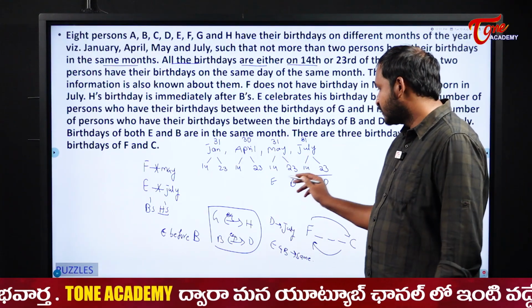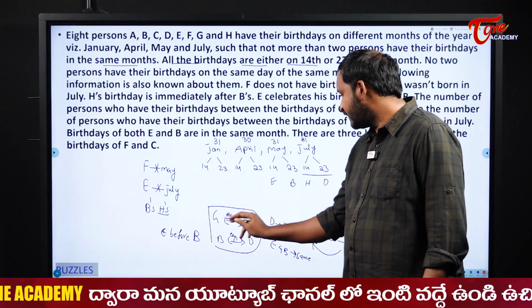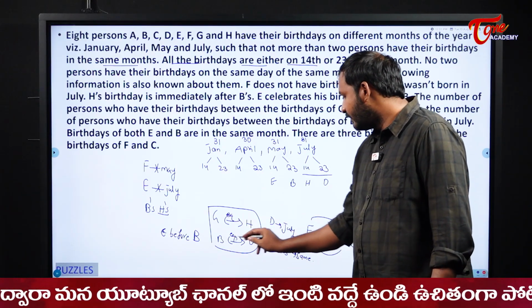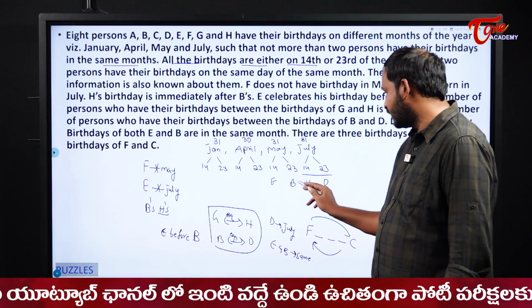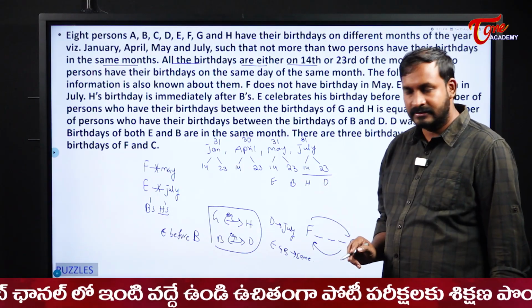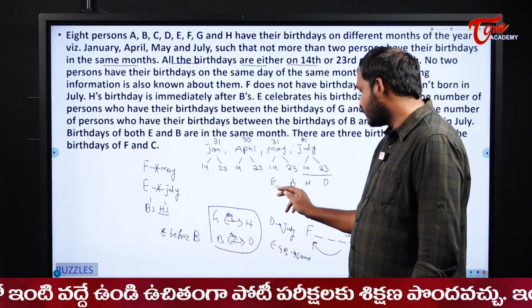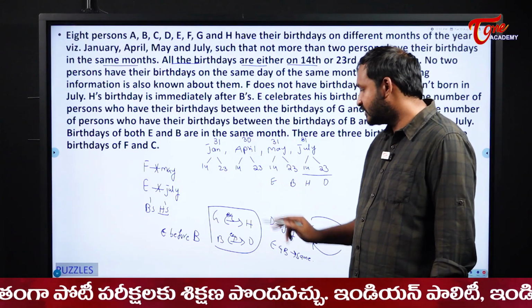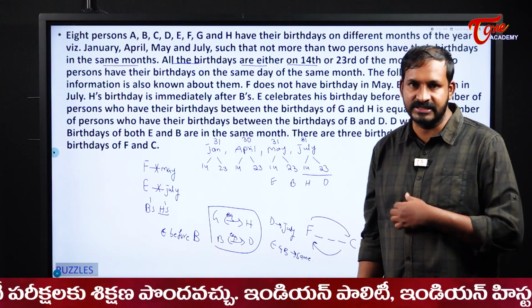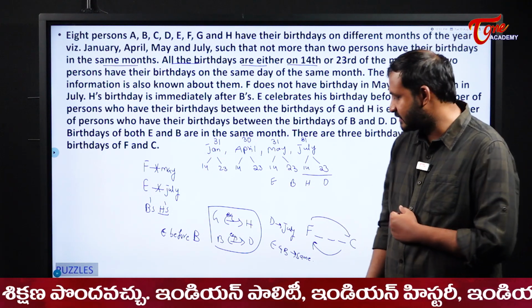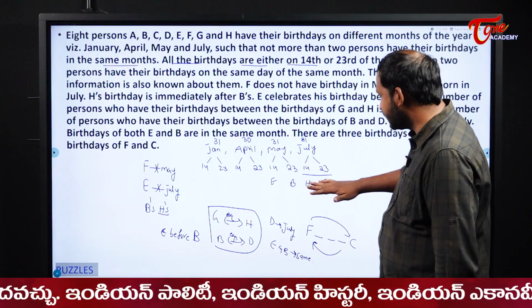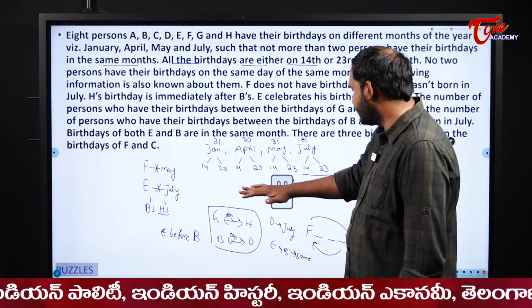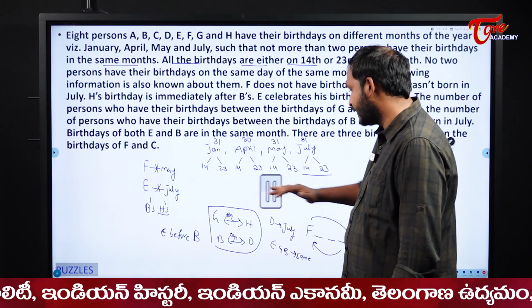First assumption. So now E, B and H, and they told that between G and H, whatever the number of persons, between B and D the same number of persons should be there. Between B and D, one person is there, right? So now between G and H is also one person. Is it possible? Even in the worst case, G should come here and there will be two persons between them. So that means this assumption is completely wrong. That means E and B didn't take birth in the month of May.